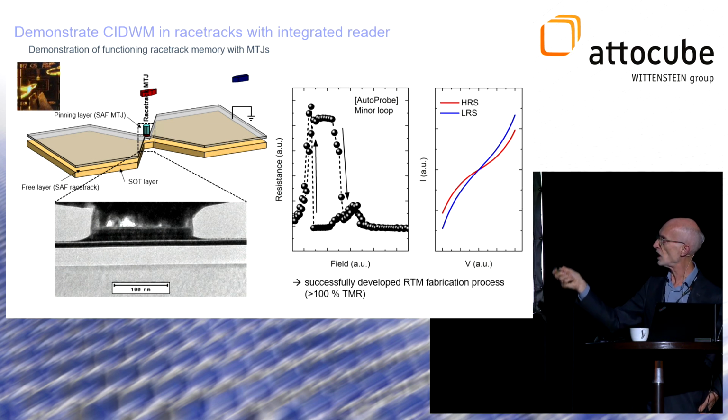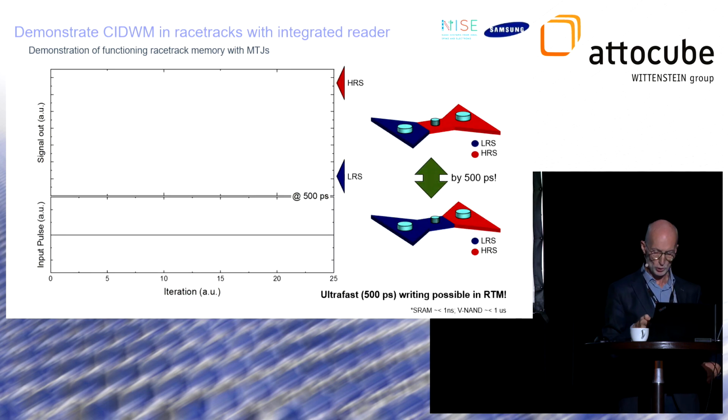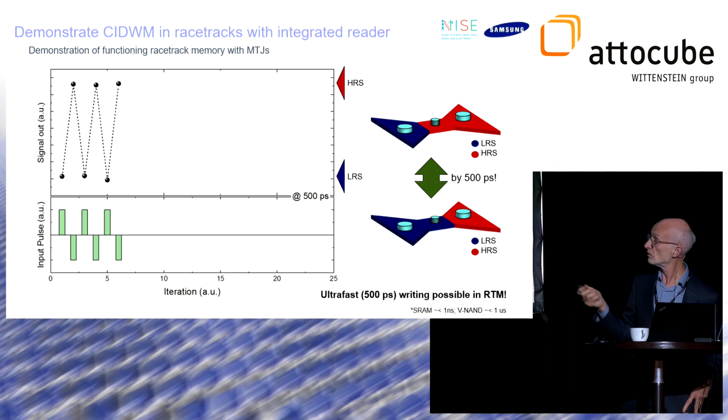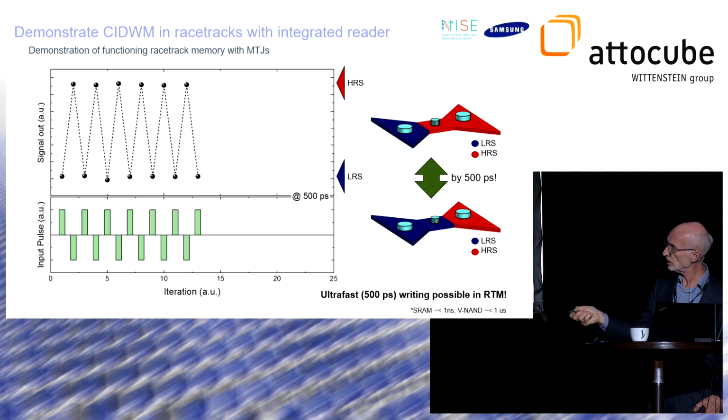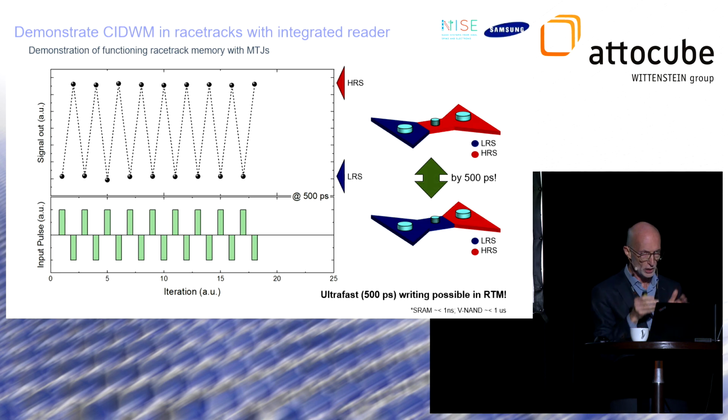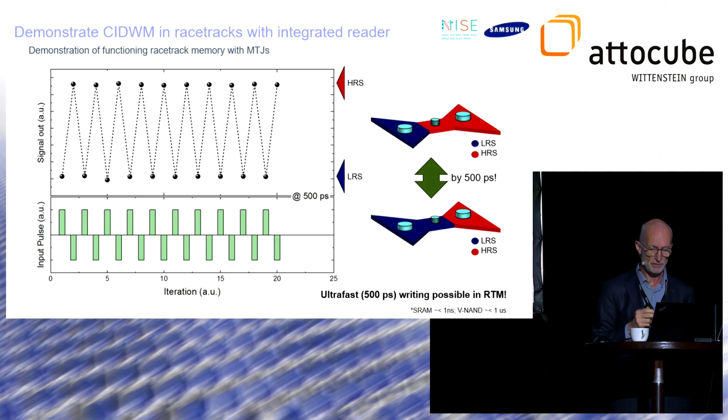and the change in the tunneling conductance is about 100% as the domain wall moves from one side to the other side of the integrated tunnel junction, as shown in this cartoon. This is the racetrack. It's about 100 nanometers long. And you can see that current pulses less than 500 picoseconds long are sufficient to move the domain wall backwards and forwards very reliably.